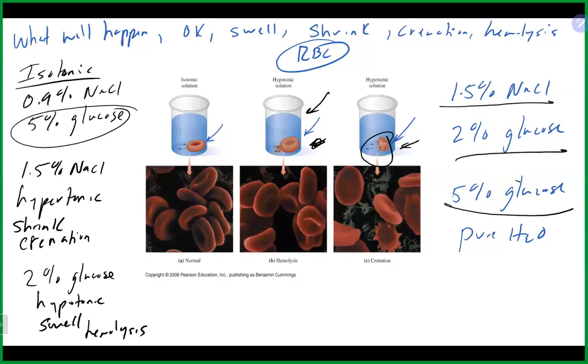How about 5% glucose? That would be isotonic in that case. So nothing bad is going to happen. We're going to get basically this situation here. Everybody's going to flow in and out okay.